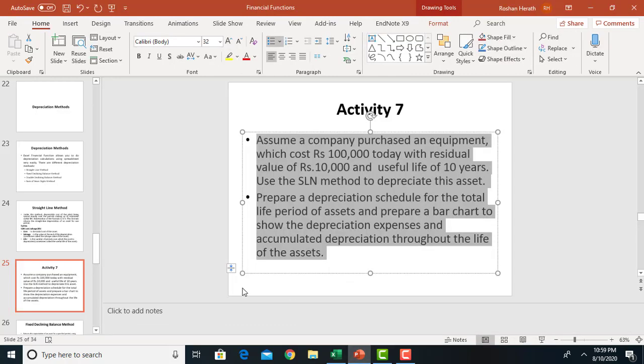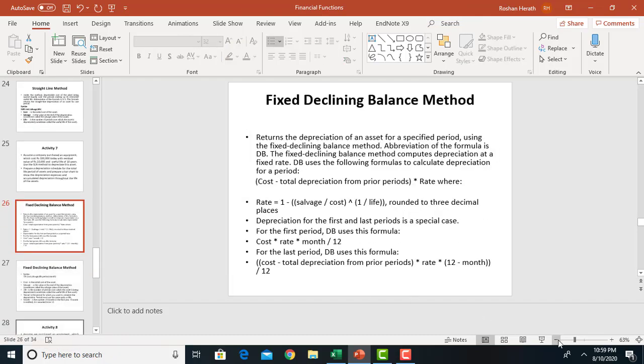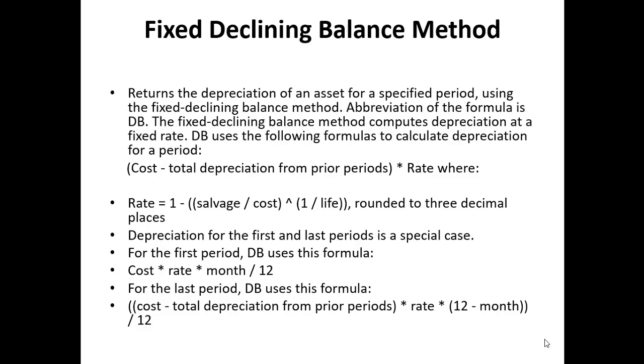Now we may go and explore another depreciation method. We call it the fixed declining balance method. So it's a declining balance depreciation. We'll see what it is. It returns the depreciation of an asset for a specified period using the fixed declining balance method. So it would give you the depreciation under the declining balance method.